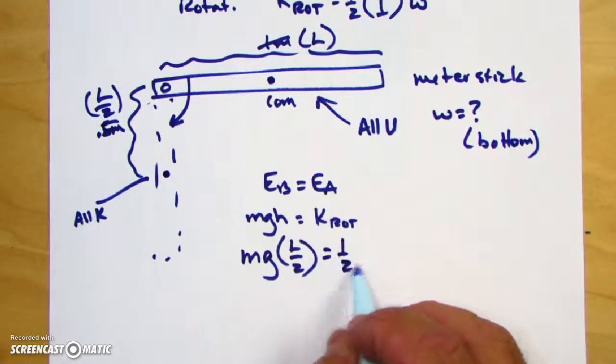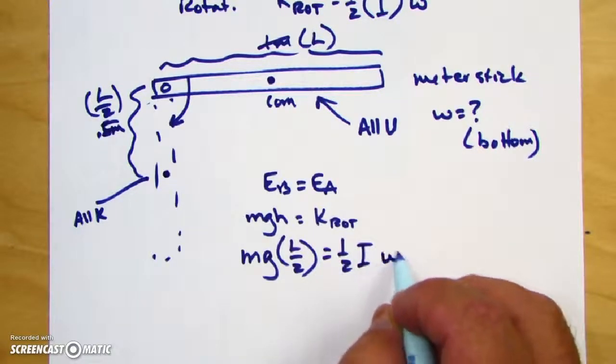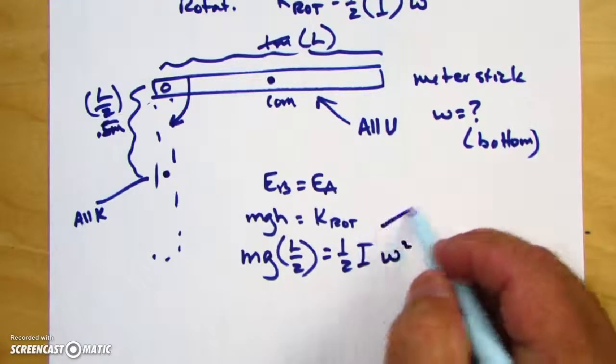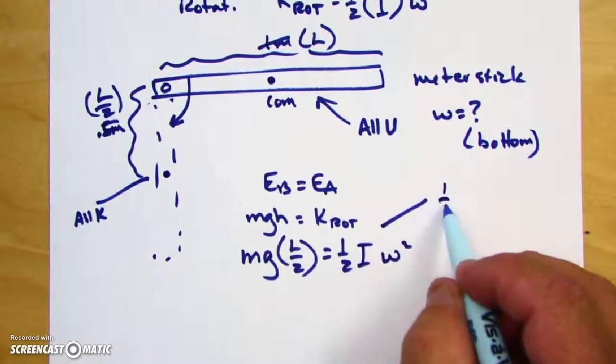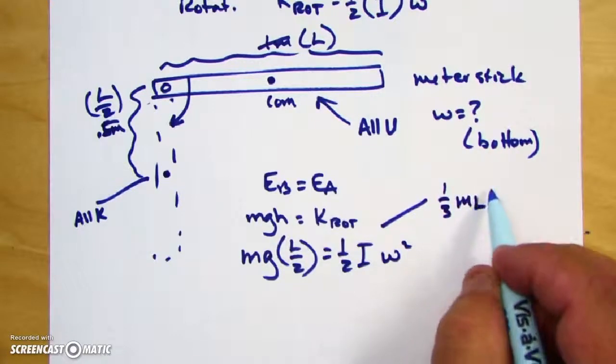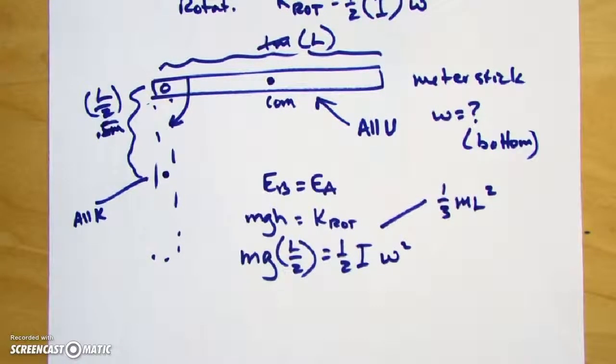That's equal to 1/2 I. Now, let's leave it as I right now. But I for a rod, and again, you'll be given this, you don't need to know it, is 1/3 mL squared. And again, you don't have to memorize any of those moment of inertia formulas. It'll be given to you. Right now, the moment of inertia is just a number. You just have to calculate it.